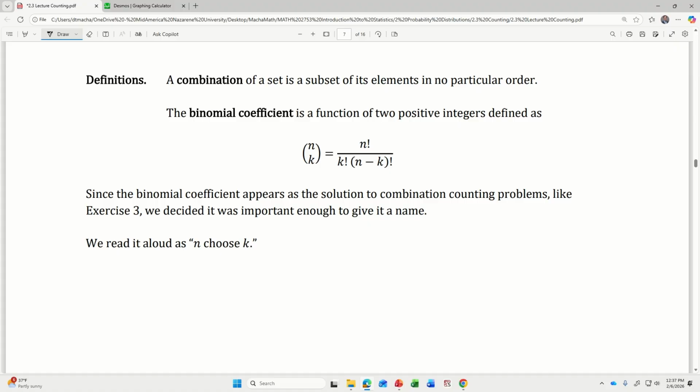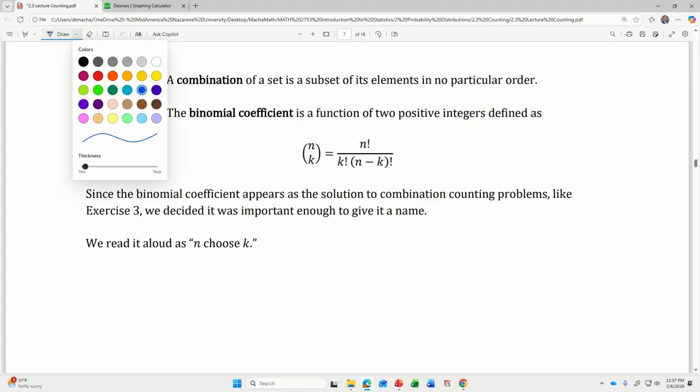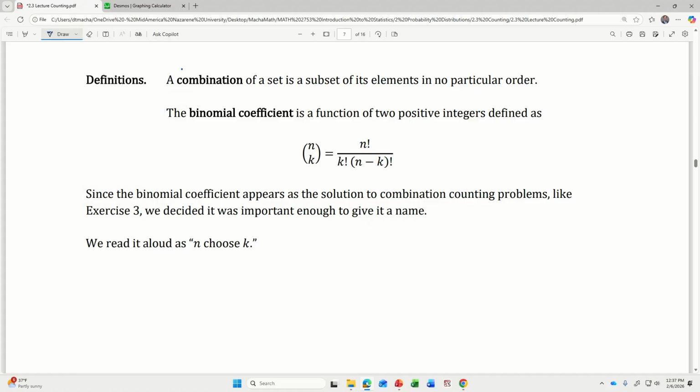Okay, so more vocabulary words for you. What we've been doing right now is called a combination. A combination of a set is a subset of its elements in no particular order. So choosing 4 golfers out of the total 12, 4 is the subset, 12 is the set. And I don't care about the order. That's called a combination. The binomial coefficient is the way we calculate this.